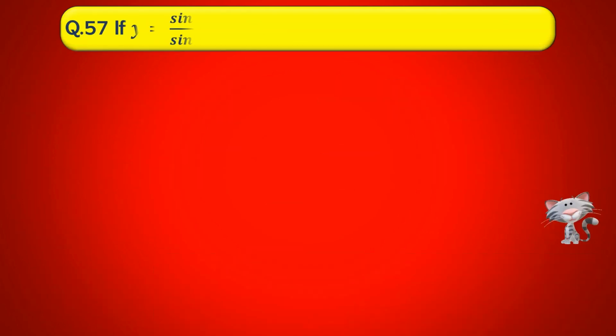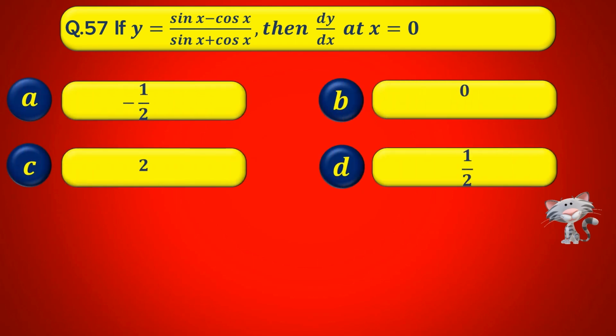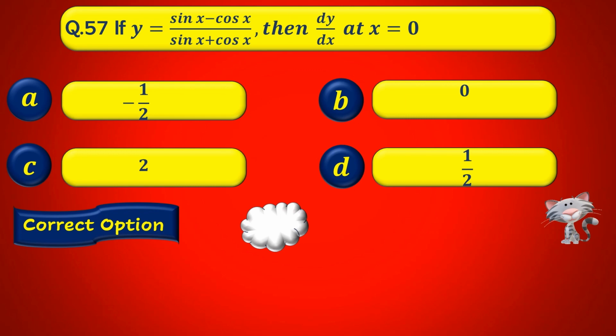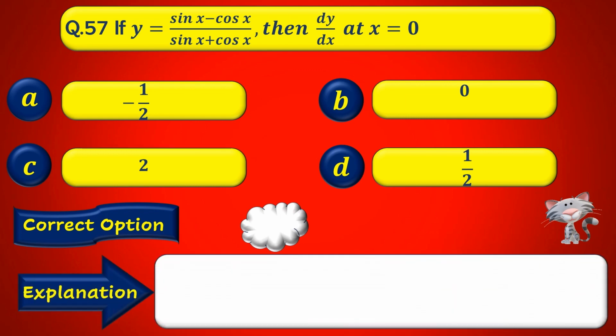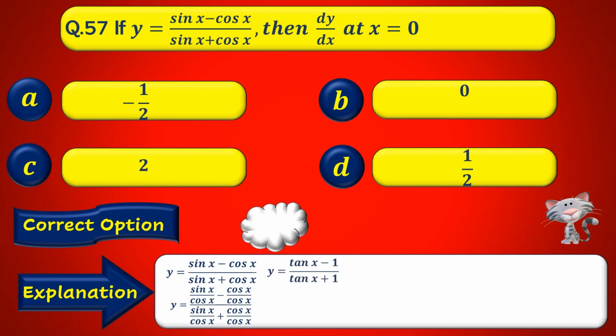Question number 57. If y is equal to this, then dy by dx at x is equal to 0 will be. And the options are, let's check out which one is the correct option. Here the function is y is equal to this. We convert it into a simpler function and we divide numerator and denominator by cos of x and we get this. We can write it as this.